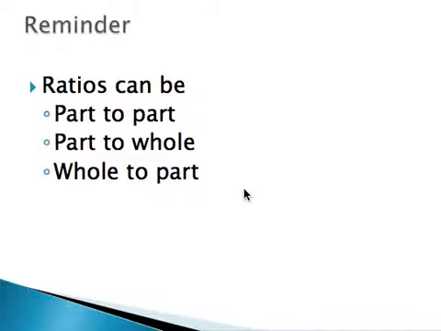Ratios can be part to part, part to whole, or whole to part. What that means is that you can write a ratio if you're comparing one part to another part. You can write a ratio if you're comparing a part of an amount to the whole amount, or you can write a ratio comparing the whole amount to part of an amount.